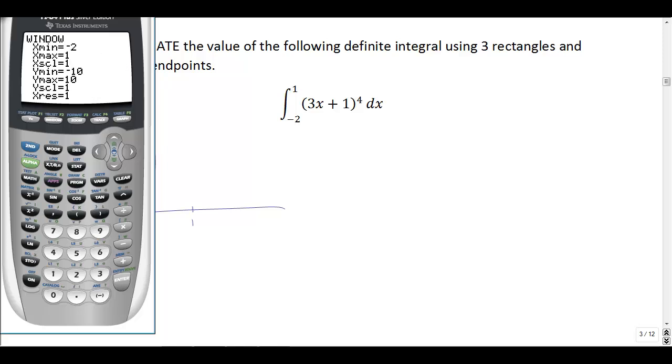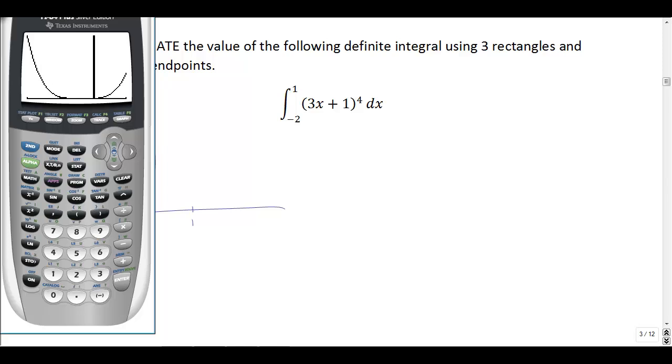So again, let's just go to zoom. Now let's do the window. Y min, let's see, at -2, we're going to get like -5 to the 4th. It's like 625. They're all going to be positive because it's to the 4th, so let's go -1. How about like 630? Let's graph that. And there you get a sense of what's going on.